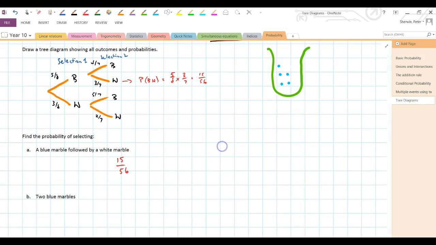See if you can do part B. Again, pause the video, hit pause, and then come back. 2 blue marbles. What's the probability of selecting 2 blue marbles? There's only one outcome that works for that, and that's that one there. So the probability of a blue followed by a blue equals 5/8 times 4/7, which is 20/56, which becomes 5/14 once we've done the cancellation.